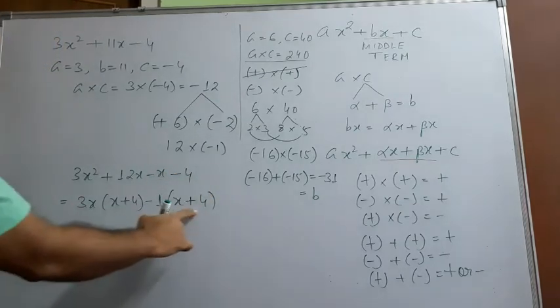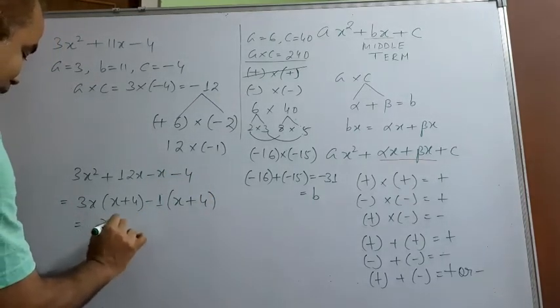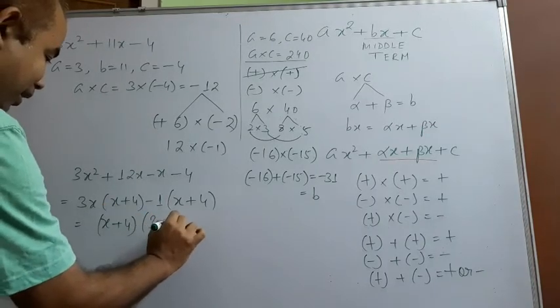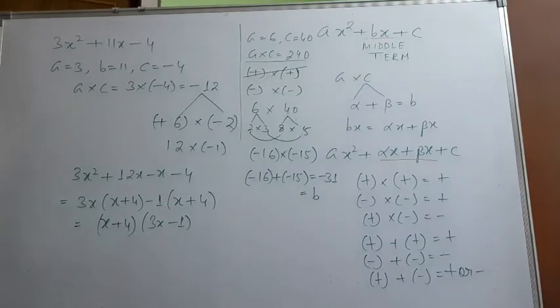So you see this must be same. Yes, they are same. So I should take them common. Then I have here 3x and here I have minus 1. So (x plus 4) into (3x minus 1). These are the two factors.